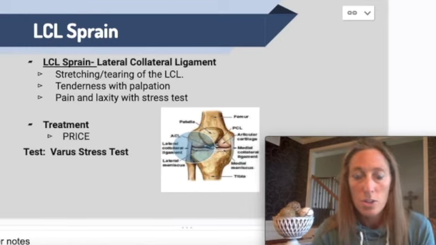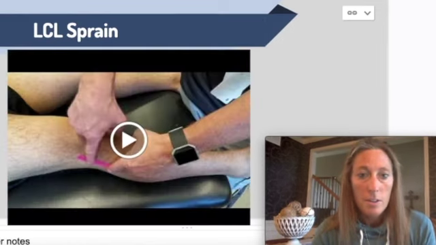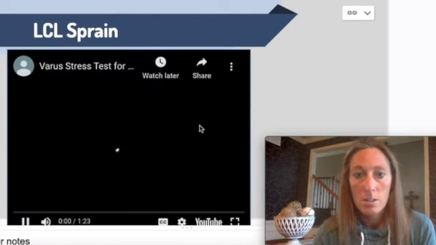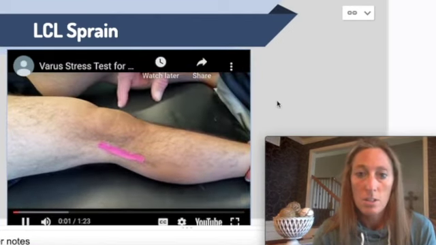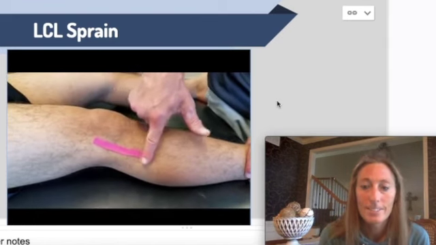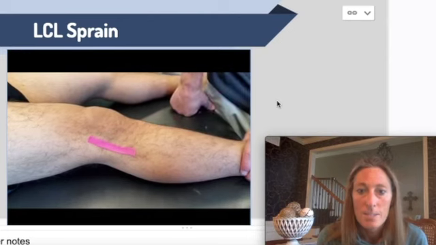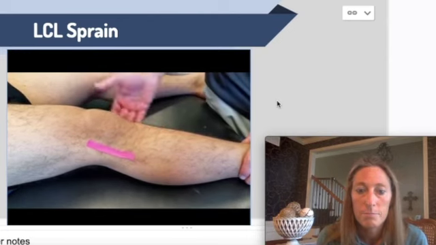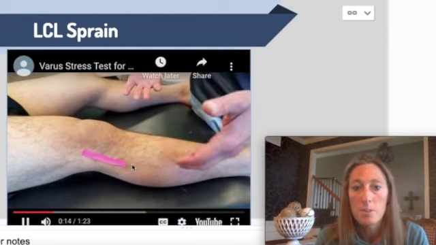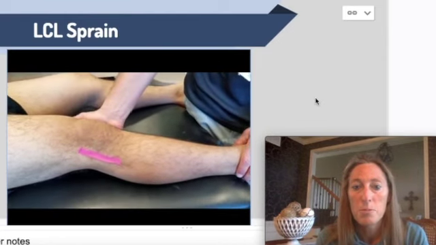Okay, let's watch an LCL test. It's called the varus stress test. So this test, we're going to do the varus stress test, and the varus is to test the integrity of the LCL ligament. Kind of the same hand position as we've done previously with the MCL, but we're just on the other side. So the pink tape in this case, the hands, is where the MCL would lie.